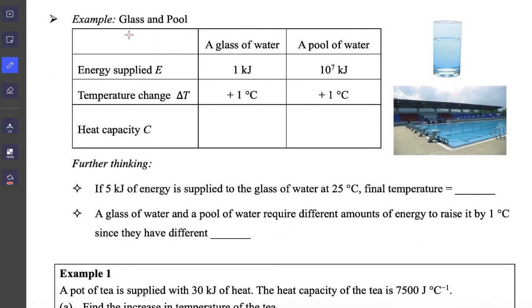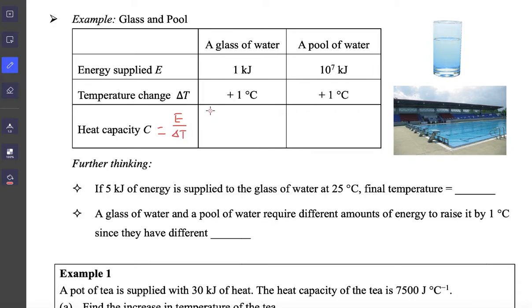Let's look at this example of a glass and a pool. We are trying to compare a glass of water and a pool of water, which is a swimming pool. For a glass of water, it requires 1 kilojoule to raise its temperature by 1 degree Celsius. Then, if we want to calculate the heat capacity here, which is E over delta T.